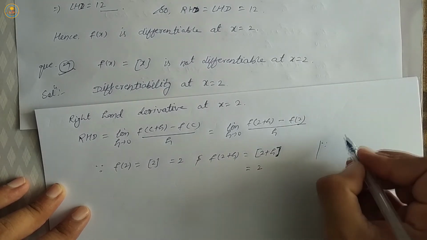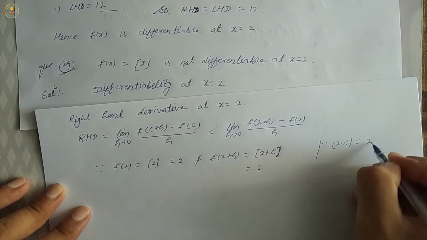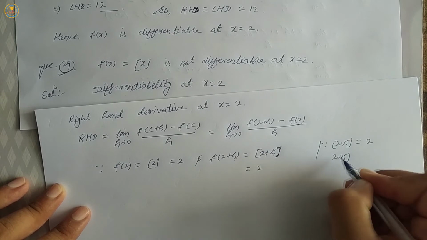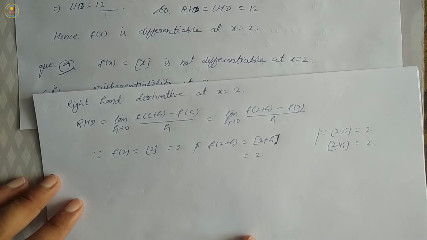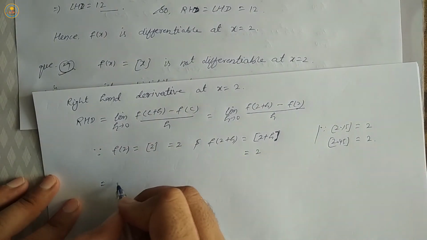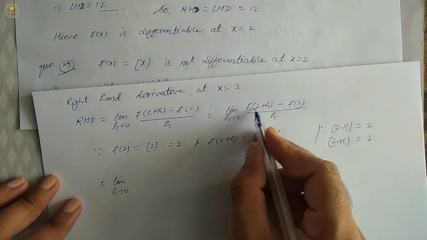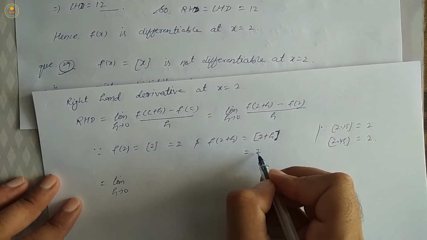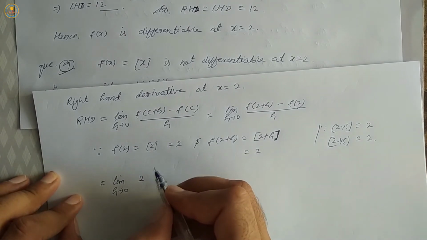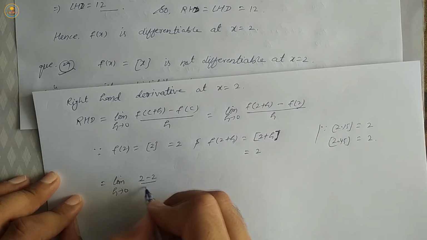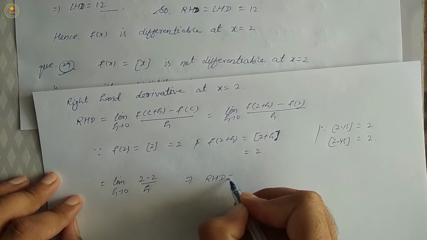It means the greatest integer of 2.15 is equal to 2, and of 2.45 is equal to 2. Okay. Similarly, limit h tends to 0 of f(2 + h) minus 2 by h is equal to 2 minus 2 by h, which implies RHD is equal to 0.